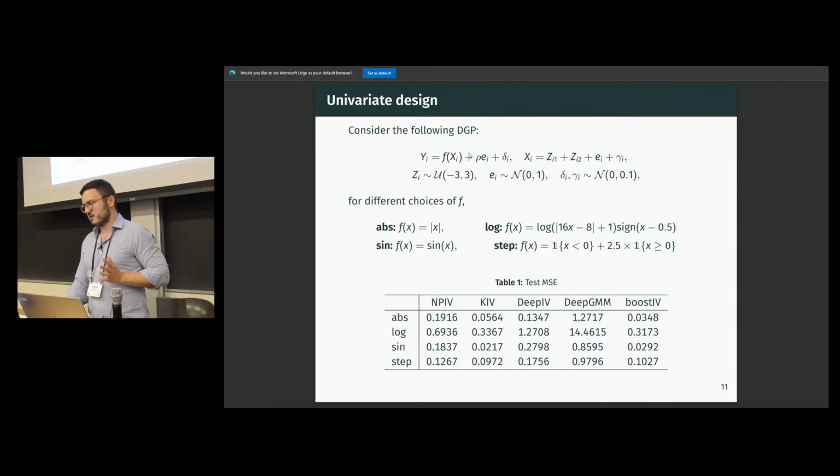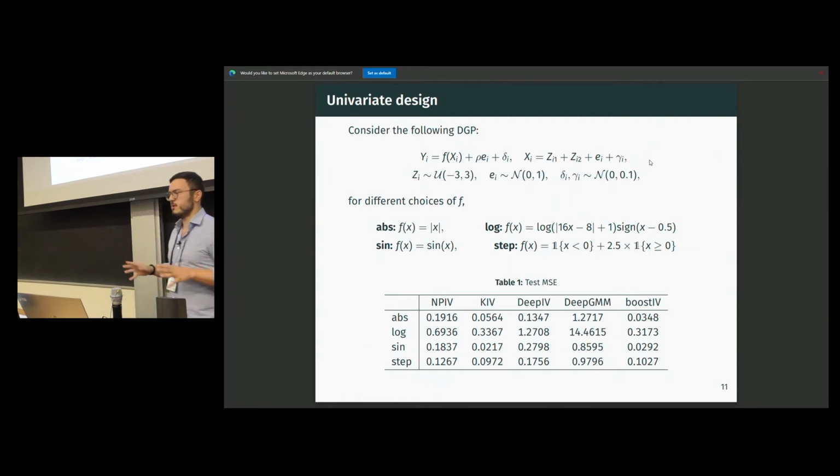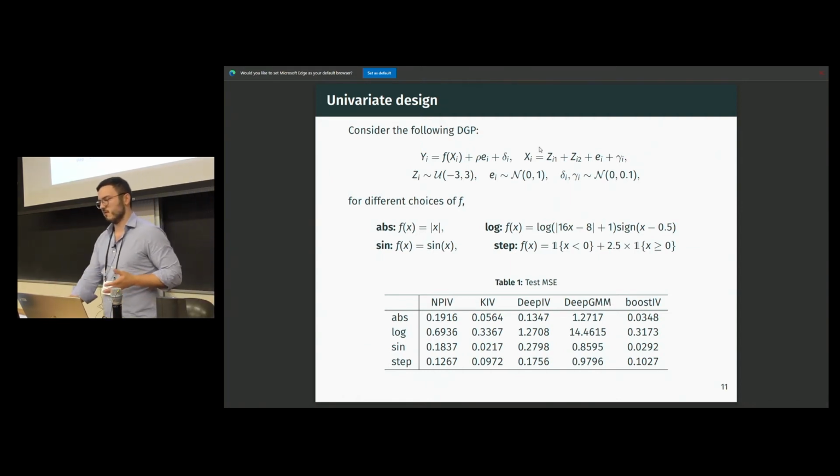So here is a simple design with an observed confounding. We have the structural function f. Then we have the composite error term consisting of some random shock, delta, and the confounder e. And this is the parameter rho, which measures the strength of endogeneity or confounding effects. Then we assume that we have two instruments, and the reduced form equation looks like this. And then we have four choices of the structural function: the absolute value function, the sine function, this atrocity I just labeled as log, and then the step function.